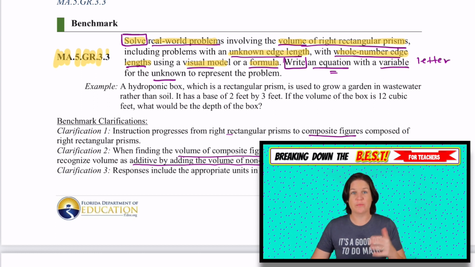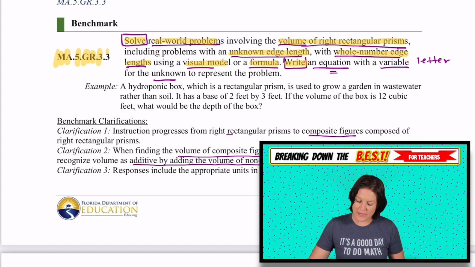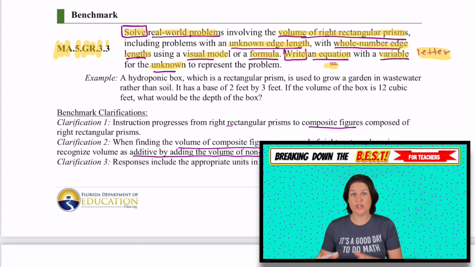So basically solving problems that require us to find the edge length and write an equation. That means we need to use an equal sign with a variable, that's a letter, for the unknown to represent the problem. Now notice that if we just read the standard, it doesn't even say anything about composite figures or combined rectangular prisms. However, this is indeed a component of this standard.